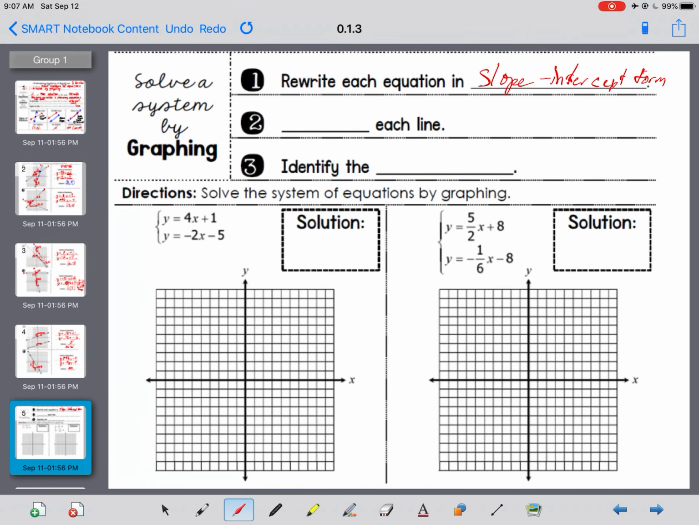Rewrite each equation in slope-intercept form. These are your steps that you're going to take. Get them into y equals mx plus b. Okay. Graph each line. Identify the solution. Or say we could just go to the intersection, right?